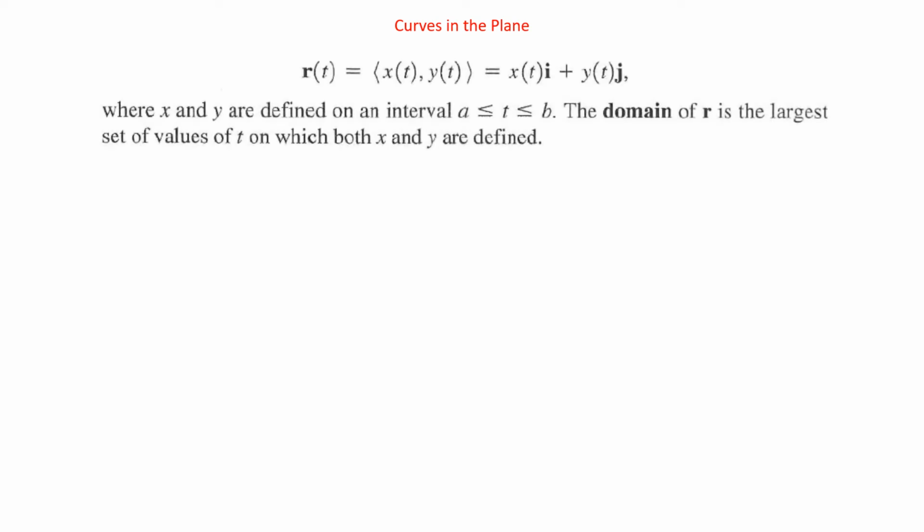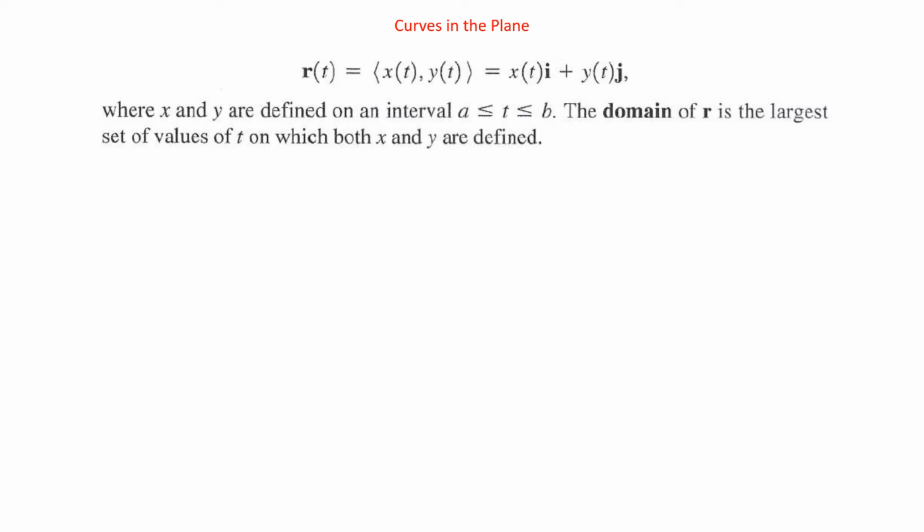How about curves? So curves are crazy. We would define a curve as x of t comma y of t, just like with lines or anything else. It's a vector defined equation, and we could split that up using our unit vectors. x of t times i plus y of t times j, where i is the horizontal component, j is the vertical component. And then x, y are defined on the interval a to b, where the domain of r is the largest set of values of t on which both x and y are defined. So it just means that the domain is where both of them have to work.